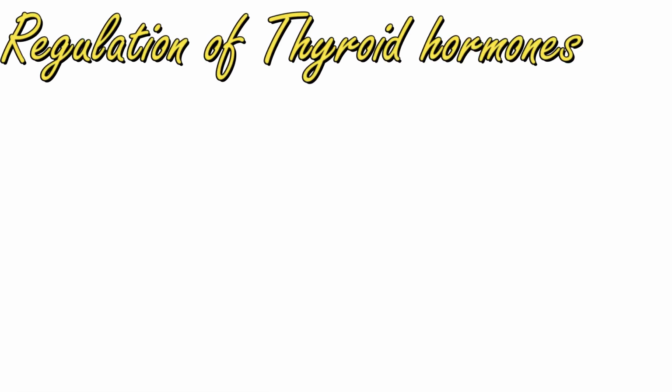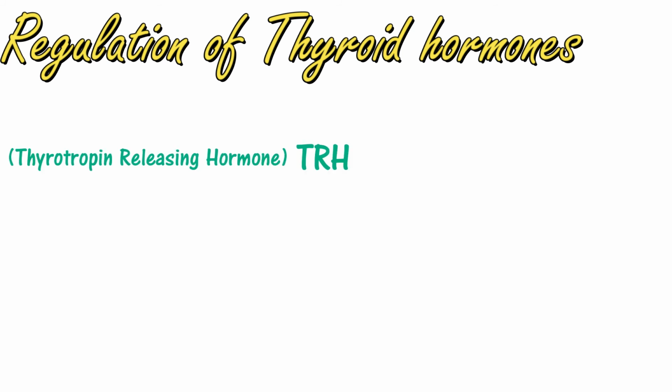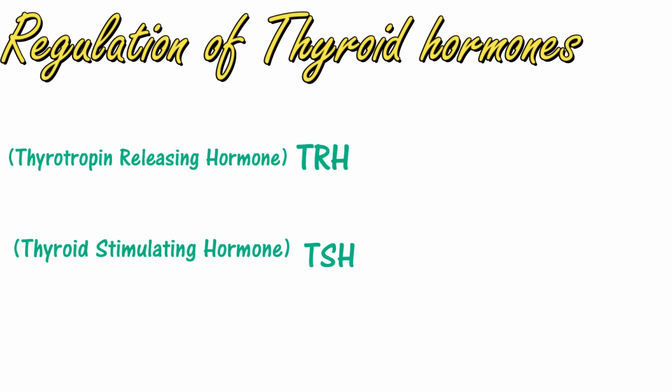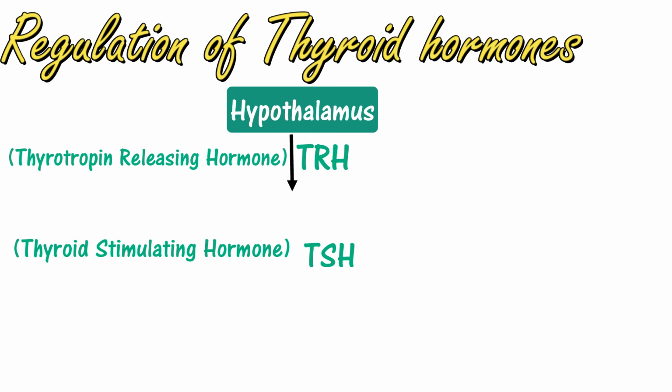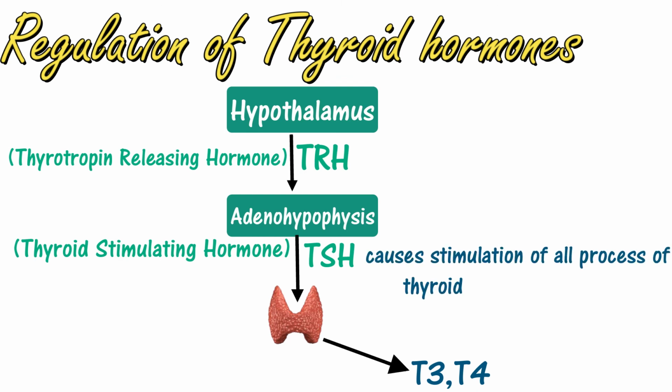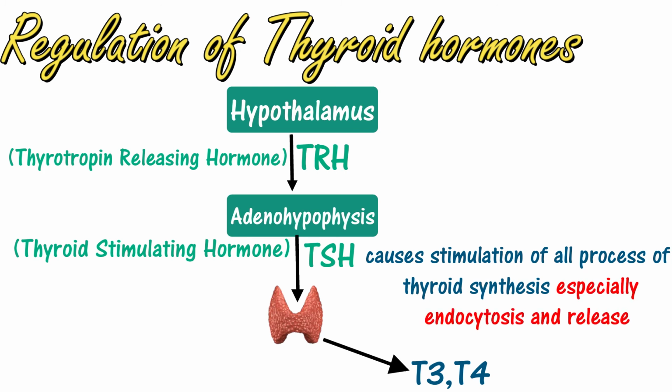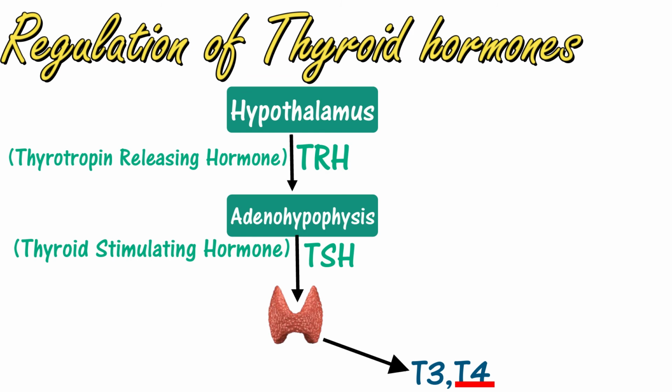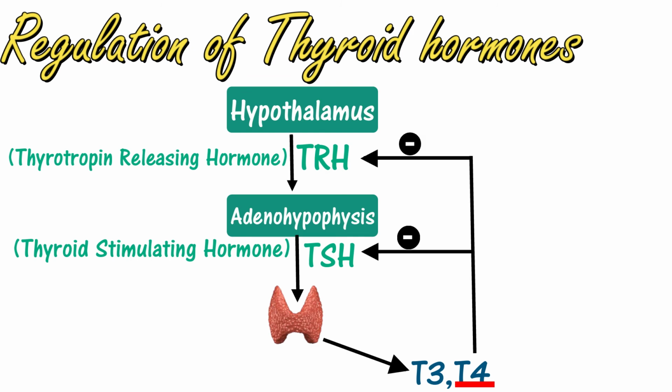Now, let's see how these hormones are regulated in our body. The synthesis is influenced by thyrotropin releasing hormone and thyroid stimulating hormone. Thyrotropin releasing hormone from the hypothalamus causes thyroid stimulating hormone to be released from the adenohypophysis of the pituitary gland, which acts on the follicular cells and signals for thyroid hormone production. Thyroid stimulating hormone causes stimulation of all the processes of thyroid synthesis, especially endocytosis and release. T3 and T4, mainly T4, cause negative feedback inhibition of TSH and TRH release.